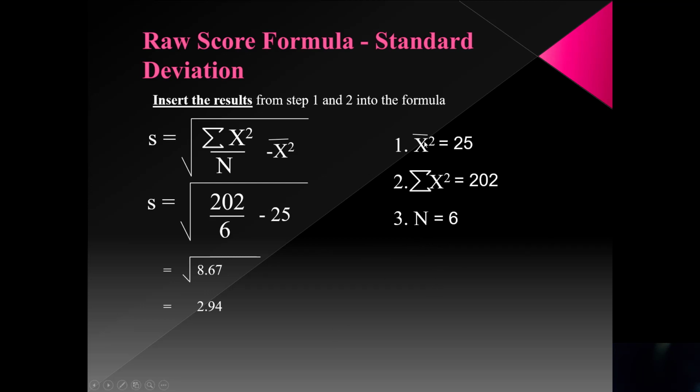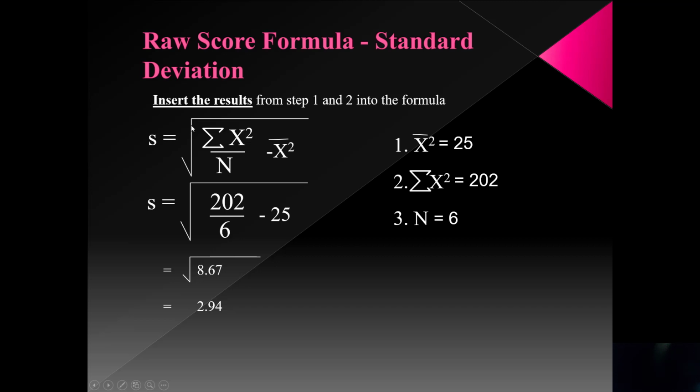Bada boom, look at that. There's the mean squared, like we broke it out before into these 3 individual items. Mean squared is 25. The sum of the squared values is 202. And the n, or the total number of values, as we just saw, is 6. Then all we have to do is plug in these values over here. The sum of the squared values is 202, the n is 6, and the mean squared is 25. And look what I'm doing here. Almost forgot to tell you.